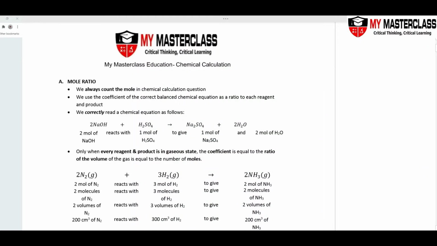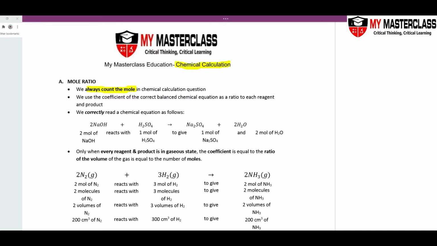Hi students, the next part of your mole concept, we are going to look at chemical calculations. If you see a question that's linked to mole concept, the most important thing you must know is we have to count the mole. Count the mole by applying mass over molar mass, volume over 24 dm³, or number of particles divided by Avogadro constant, 6 times 10 to the power of 23.